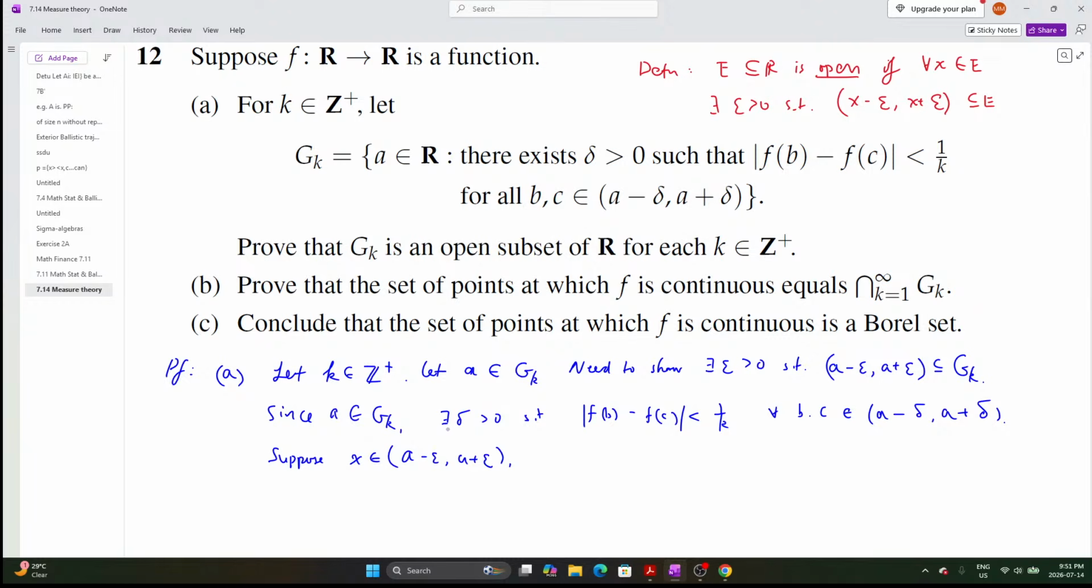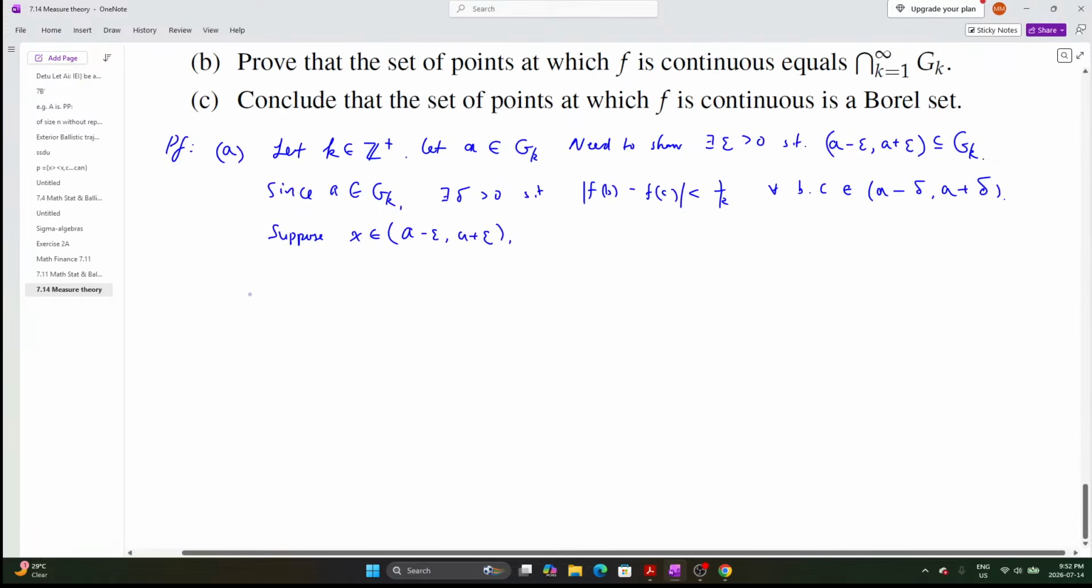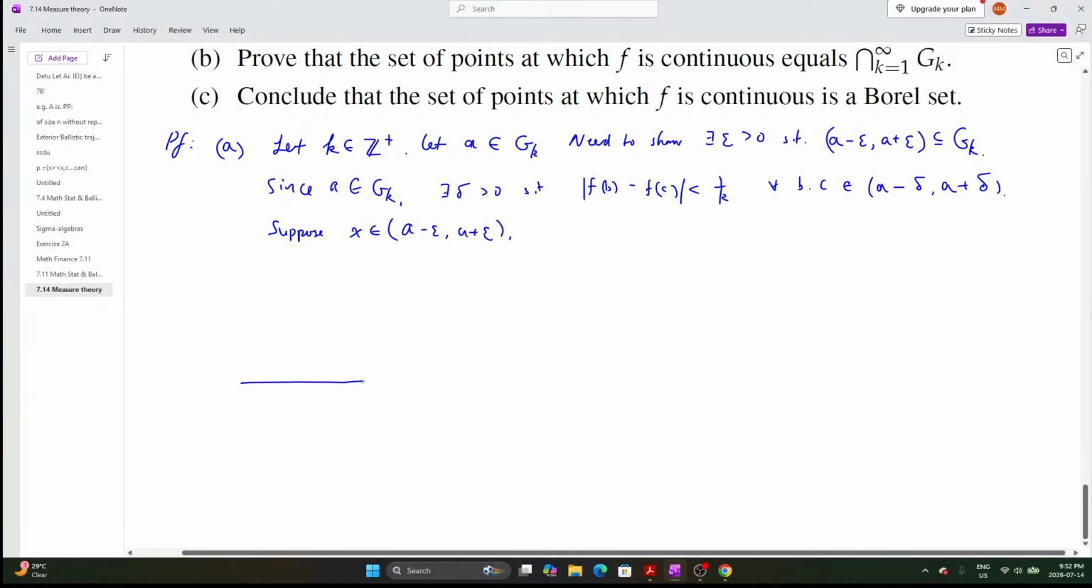Does the same delta work here? That's the obvious candidate, right? Well, not necessarily. So here let's draw a little picture. Imagine this is (a minus delta, a plus delta), an open interval.